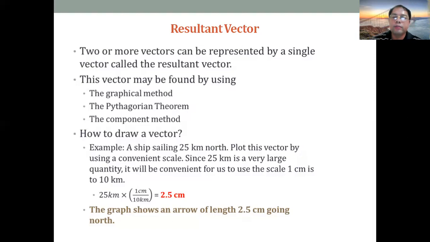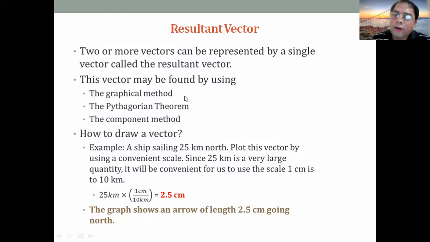So two or more vectors can be represented by a single vector called a resultant. This vector may be found by using the graphical method. So we draw using a ruler and protractor. We can use our Pythagorean theorem if they are directed north and east, in a right angle formation. We can use our tangent function there. So the Pythagorean theorem and this method is considered mathematical.